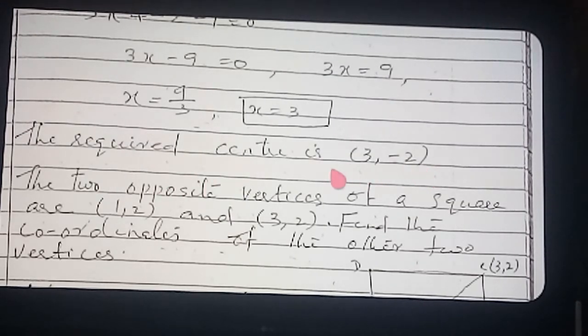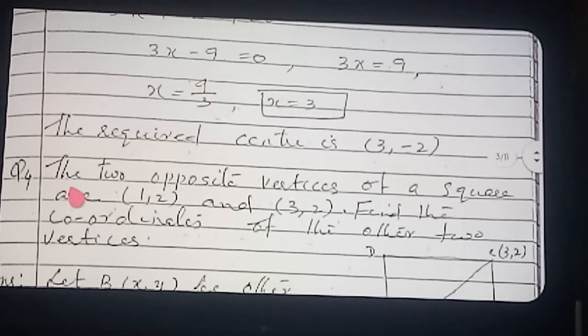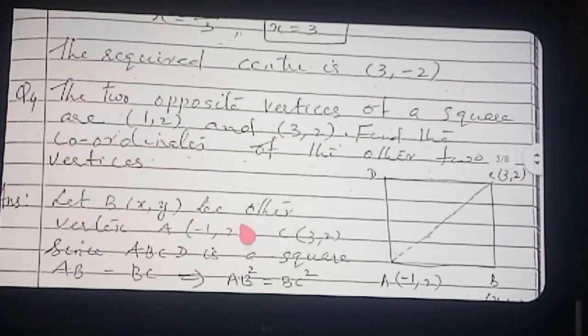Okay, clear now? Yes. Now we can go to the next question. Question number 4. See here. The 2 opposite vertices of a square are (1, 2) and (3, 2). Find the coordinates of the other 2 vertices. So 2 opposite vertices of a square are given, and you want to find the other vertices of the square.